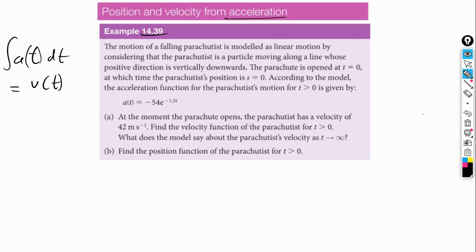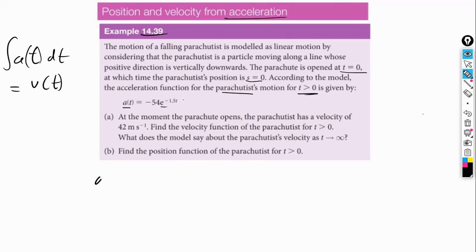So example 14.39 says, the motion of a falling parachutist is modeled as a linear motion by considering that the parachutist is a particle moving along a line whose positive direction is vertically downwards. The parachute is opened at t equals 0, at which time the parachutist's position is s equals 0. According to the model, the acceleration function for the parachutist's motion for t greater than 0 is given by acceleration in terms of time equal to minus 54 times e to the power of minus 1.5 times time.